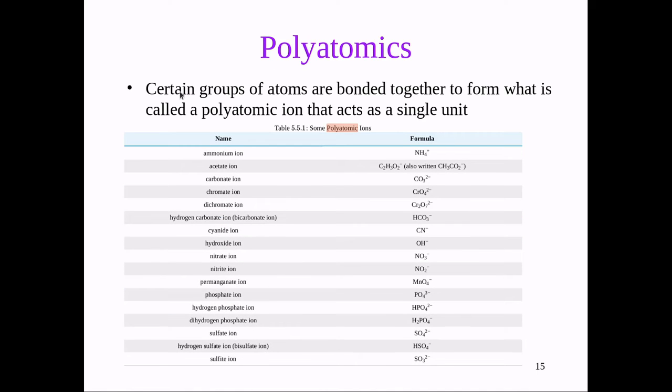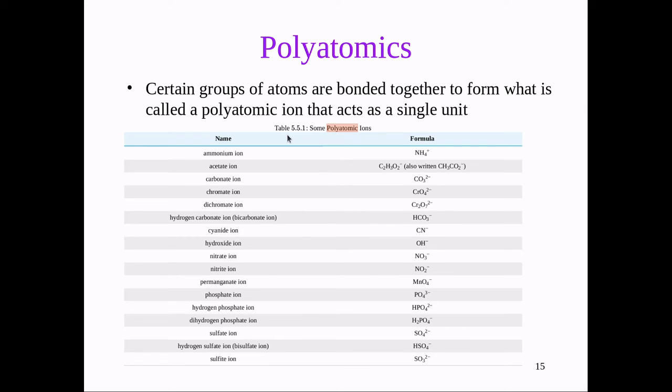So polyatomics are certain groups of atoms bonded together to form what is called a polyatomic ion that acts as a single unit. Okay, so basically what happens is for some atoms we're going to have a situation where they like to stay kind of stuck together in a stable configuration, and you're not going to see these typically break up, and they move around as if they were a single atom.